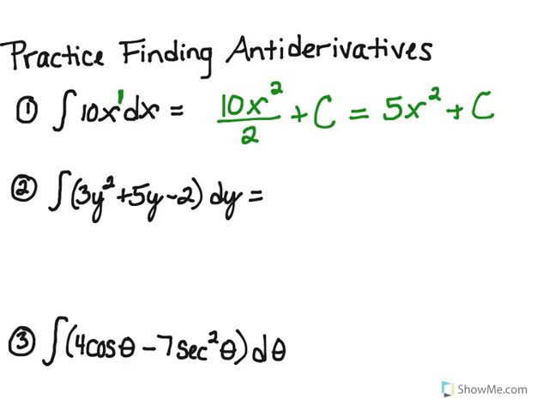Problem number 2, find the antiderivative of 3y squared plus 5y minus 2 dy. See how I have y's instead of x's? Because I have dy at the end, that's okay. As long as the dy at the end matches the y's inside, it's a problem that I'll be able to do without any trouble. I'm just going to have y's in my answer instead of x's. I'm going to treat this the exact same way that I treated example number 1. I'm just going to look at each individual term one at a time.